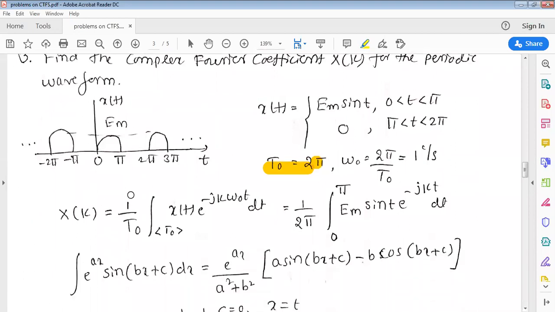Once again, we start with 1 by T naught into this much, that is 1 by 2 pi, where 2 pi is the period of the signal. Integral from 0 to pi only, because the other value is 0. Em sin t into e power minus jkt.